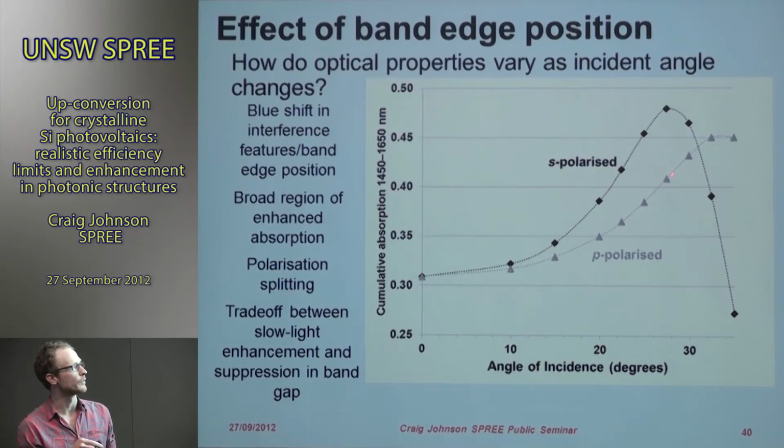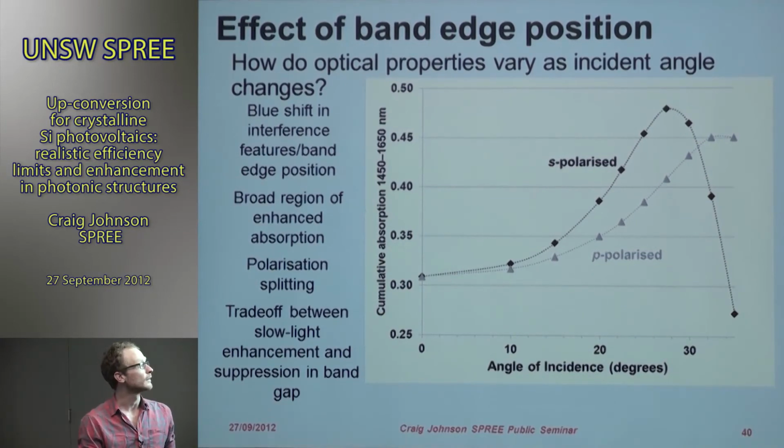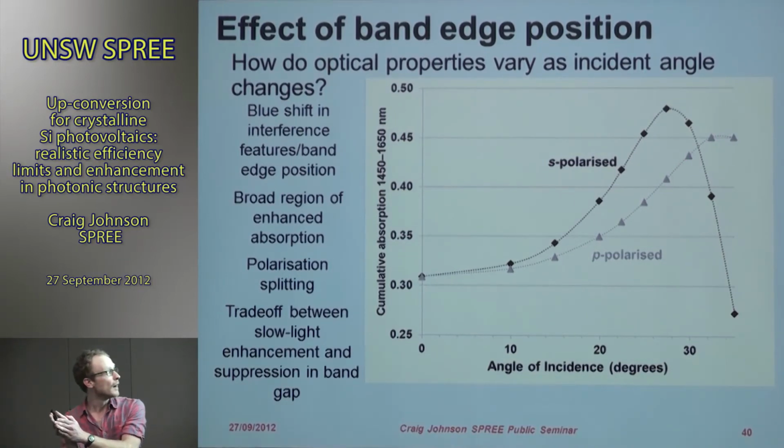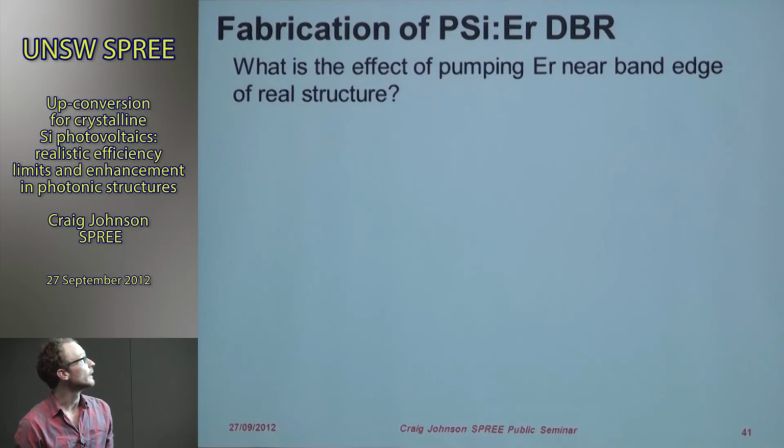The same appears to be true for P polarization, but I didn't continue the simulation out that far because it's not particularly interesting. So there's a clear trade-off between the slow light enhancement that you get by having the band edge in a particular position and the fact that right next to the band edge is the suppression of the photonic band gap. So it pays to bear that in mind.